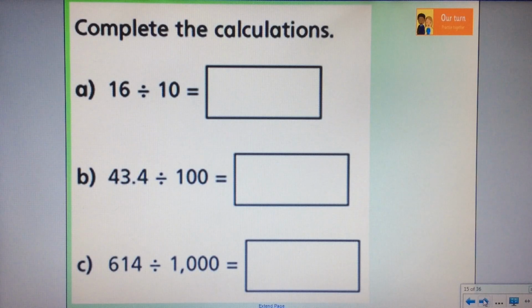Right, let's have a go at a couple of questions involving decimals together. Can you have a try at these and write down the answers and then come back when you're ready to discuss it?